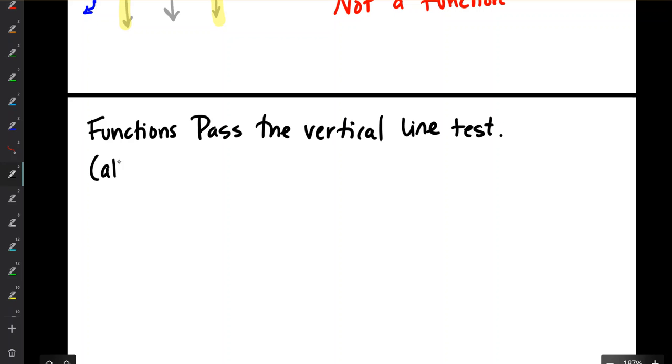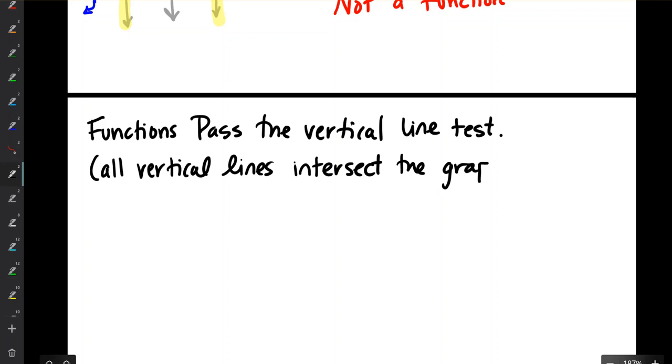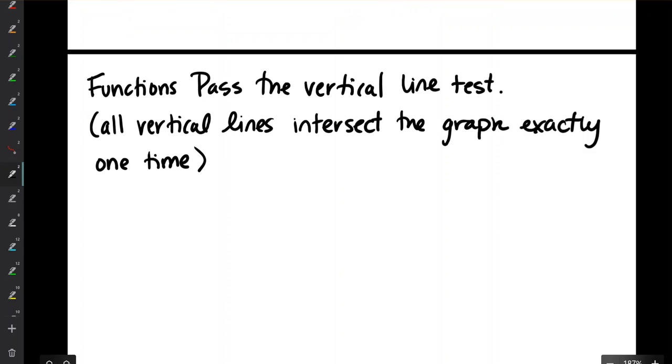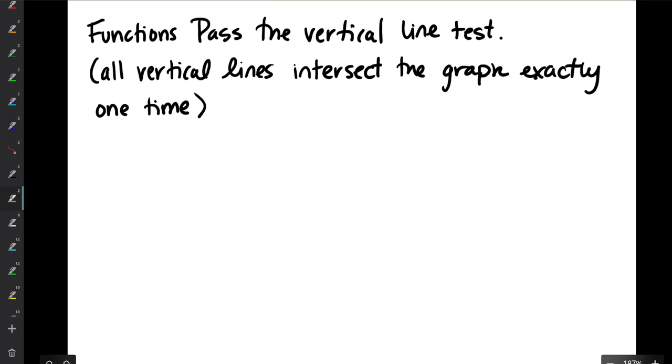Meaning all vertical lines, x values, intersect the graph exactly one time. Each x is sent to exactly one y.